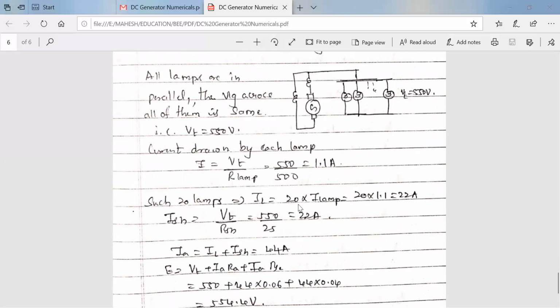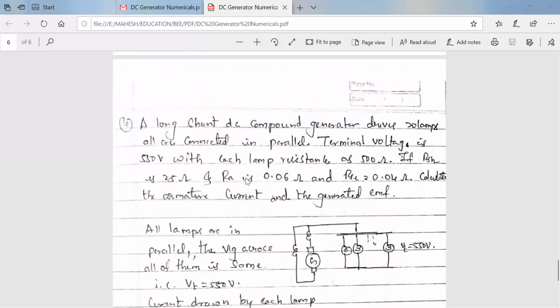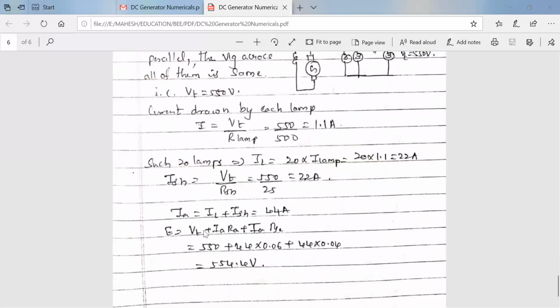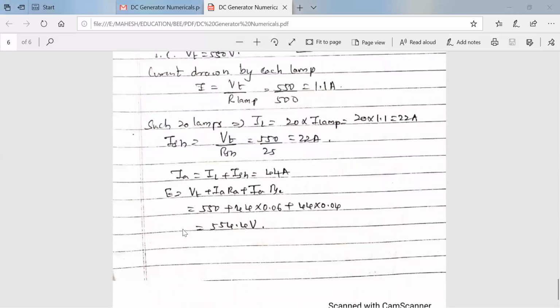So this is the line current, and for Ish, terminal voltage is given and Rsh is given, that is 25. So Vt divided by Rsh will get 22 amps. So IL is known, 22 amps, and Ish is known. So you can calculate Ia equals IL plus Ish, that is 44 amps. On knowing all the values, the EMF is given by Vt plus Ia into Ra plus Ia into Rsc. As he has not given the Vb value, we can leave that. On substituting all the values, we'll get total EMF is 554.4 volts.